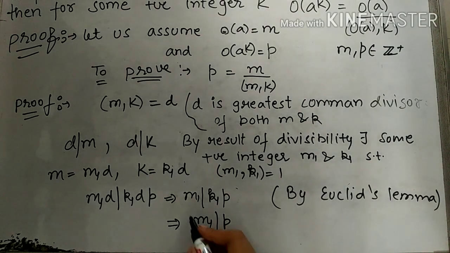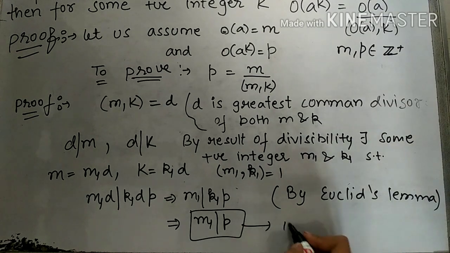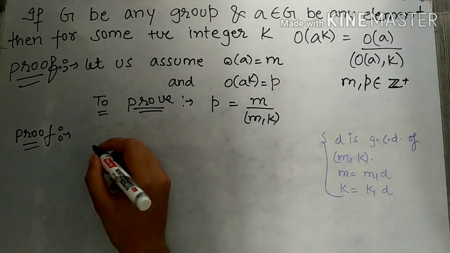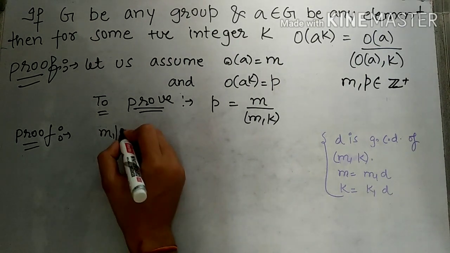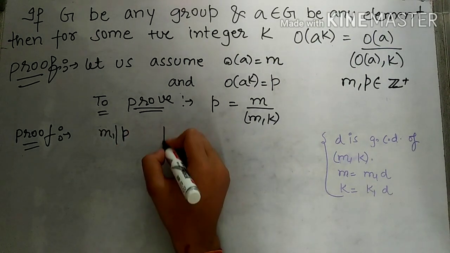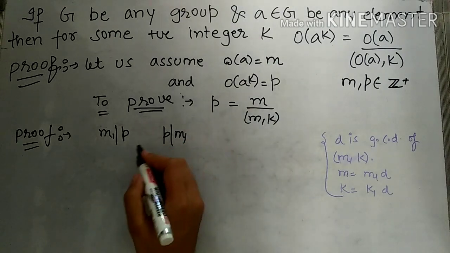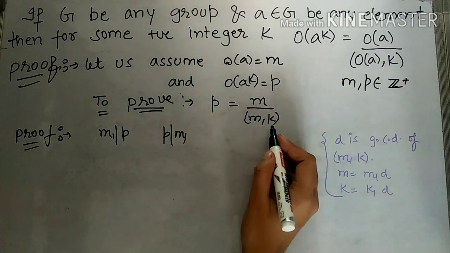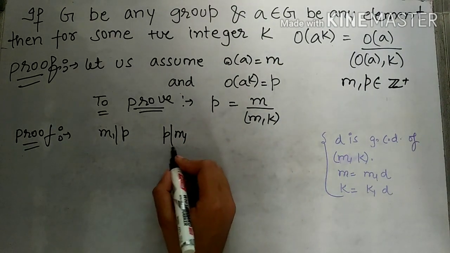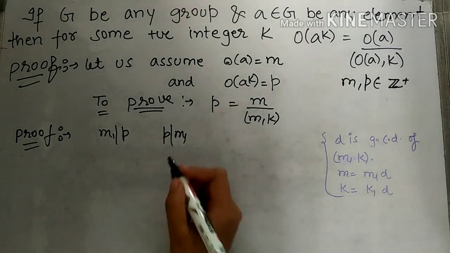So friends, name this equation as the second equation. We will use it further. Friends, we have proved that m1 divides p. If we somehow prove that p also divides m1, then we will get p is equal to m1, and that is what we are to prove here. So we are to prove p divides m1. So how can we prove it?